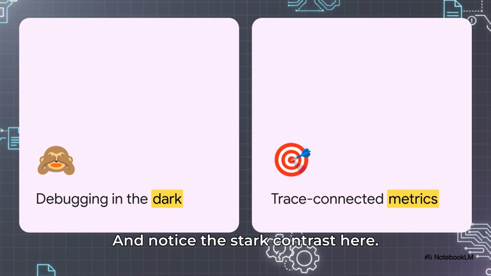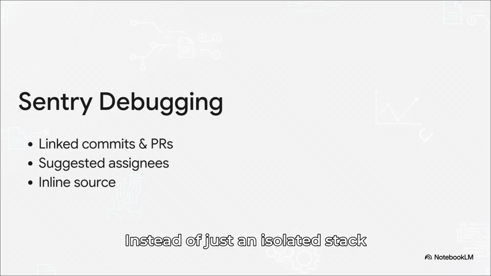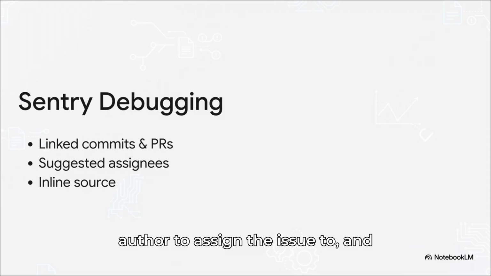And notice the stark contrast here. This perfectly illustrates debugging in the dark versus investigating with trace-connected metrics. When you're just looking at raw error tracking, you know that something broke. But when you add release and commit tracking into the mix, you know exactly why it broke and who has the context to fix it. Instead of just an isolated stack trace, Sentry is showing you the exact GitHub commit, the author to assign the issue to, and the specific lines affected.